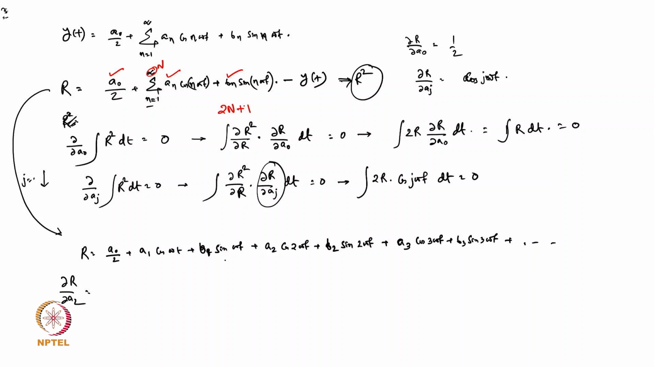If we do del R by del A2, what will be coming out? Cos 2 omega t. Now please try to match those two things. This is 2, this is 2 here. So once you are doing del R by del Aj, you will get cos j omega t. Make sense? Thank you very much for asking that, because that is important to mention. I am sure a lot of people have that confusion, but they did not ask.